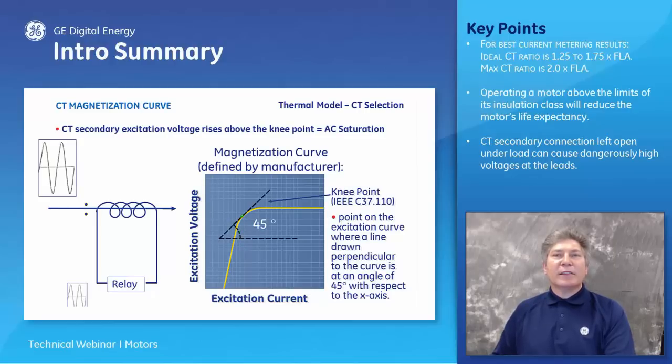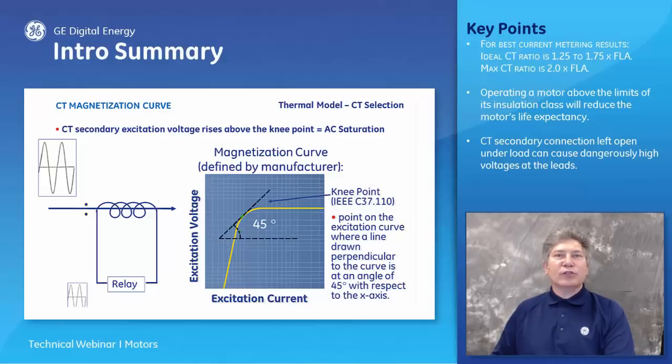A review of the magnetization curve shows a linear increase in both excitation current and excitation voltage. AC saturation occurs when the CT secondary excitation voltage rises above the knee point of the CT excitation curve. In other words, where the curve becomes 45 degrees with respect to the x-axis, the CT secondary begins to saturate and cannot accurately duplicate the measured values from the primary side.